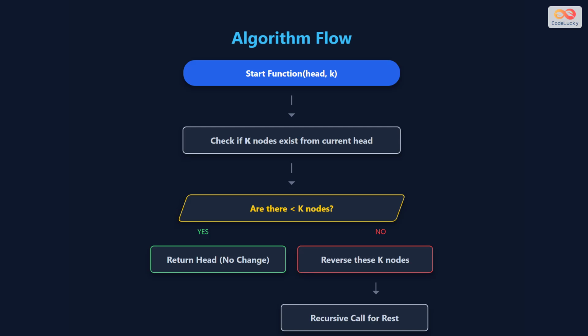Here is the high-level flow. We start the function. We check if there are K nodes. If no, we return the head immediately. If yes, we reverse those K nodes and then recursively call the function for the rest of the list, linking the result back to our current group.